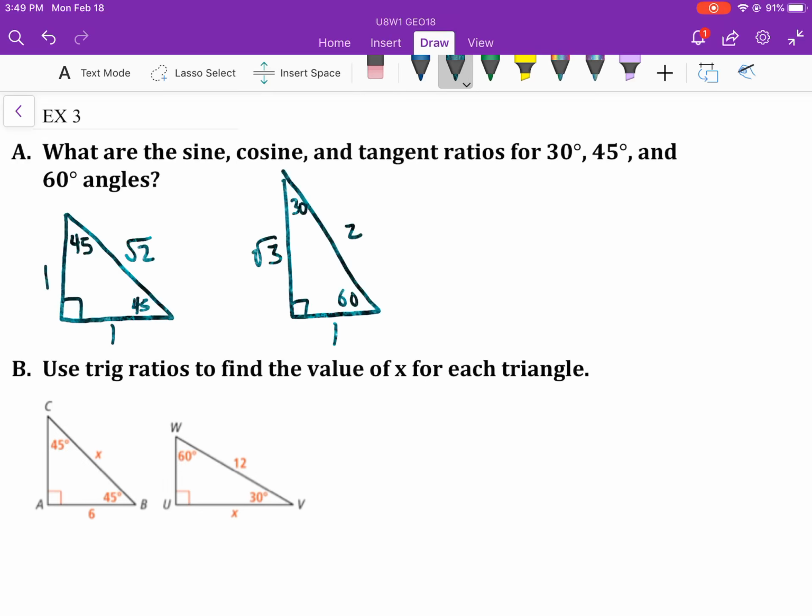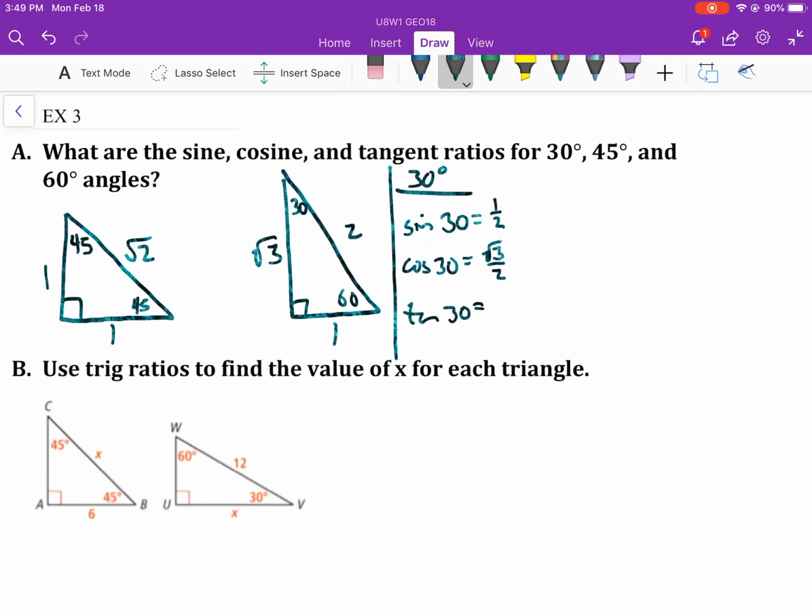Okay. I'm trying to think of the best way to do this. Let's do 30. And the sine, I don't want to draw on that. It's pretty hard to do. Just got to visualize. Sine of 30 is equal to 1 over 2. Cosine of 30 is equal to square root of 3 over 2.